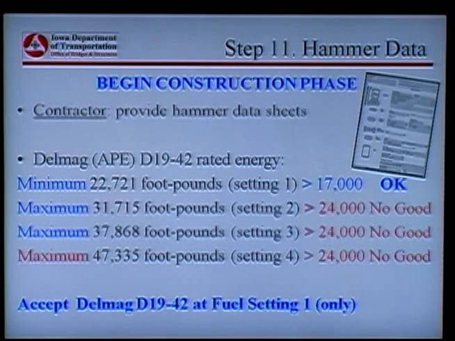is a right hammer to use. How about setting number 2? It exceeded the maximum required energy. And setting 3 as well as setting 4 exceeded the 24,000 foot-pound maximum energy required. So in this case, we will accept the Delmag D19-42 at a fuel setting number 1.